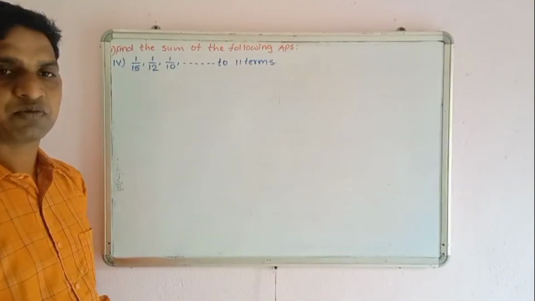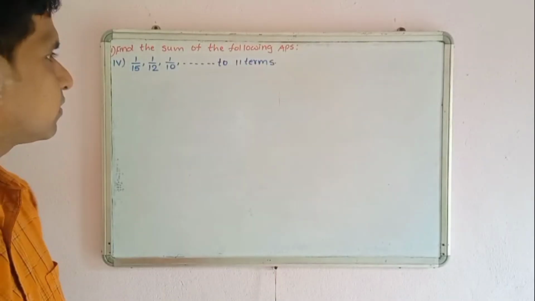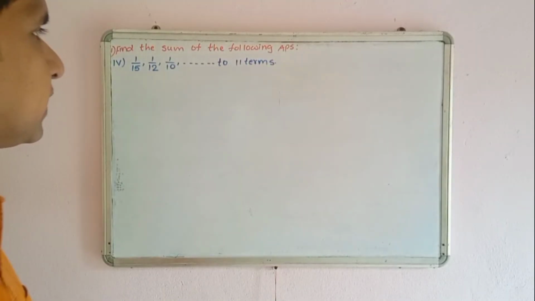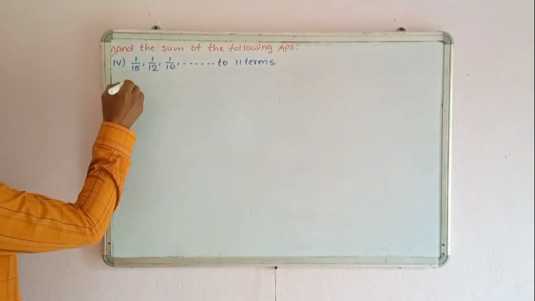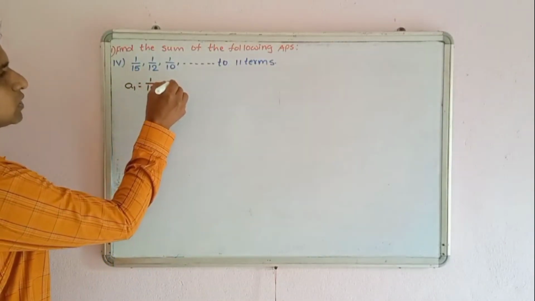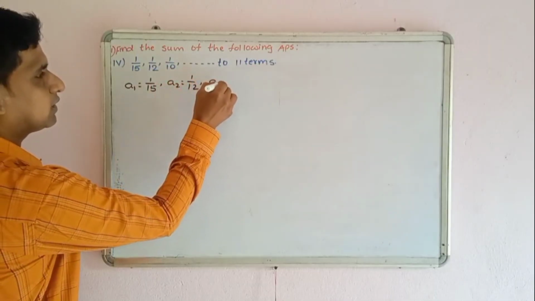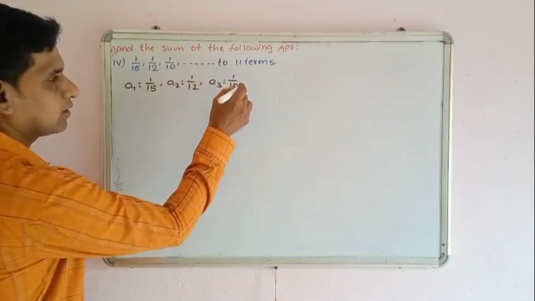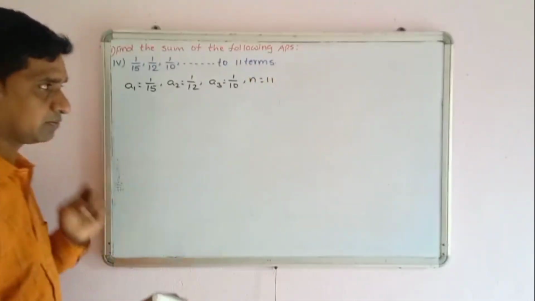See problem number 4. Find the sum of 1 by 15, 1 by 12, 1 by 10 up to 11 terms. So here the first term is A1 equals 1 over 15, A2, the second term, equals 1 by 12, A3 is 1 by 10. How many terms are there? 11 terms. So n equals 11.